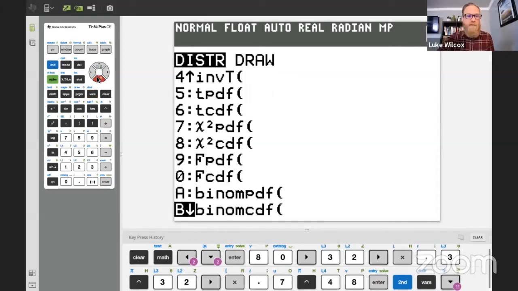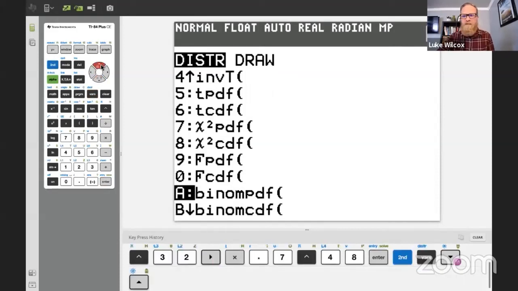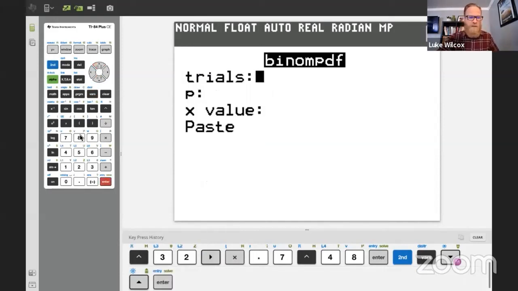And I'm going to tell you we want the first one, which is binomial PDF, for probability distribution function, and I'll explain why in just a minute. But we're going to use binomial PDF. Now the calculator is going to ask us for a couple of things.